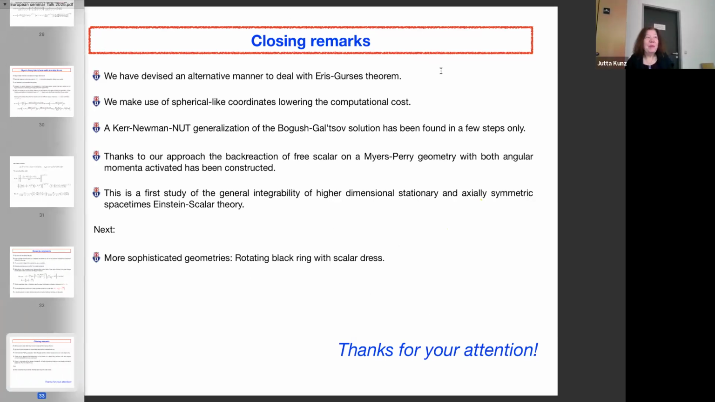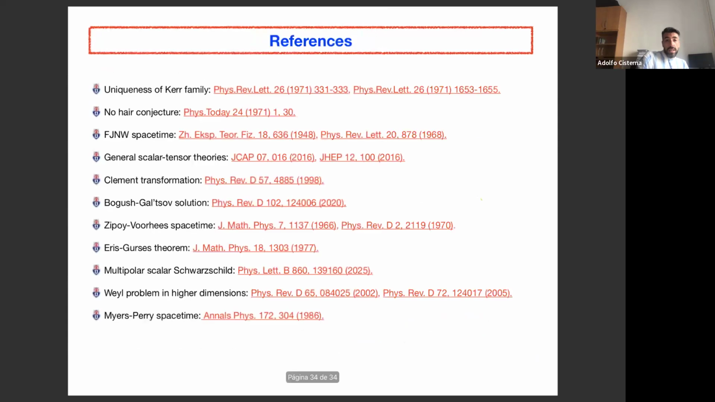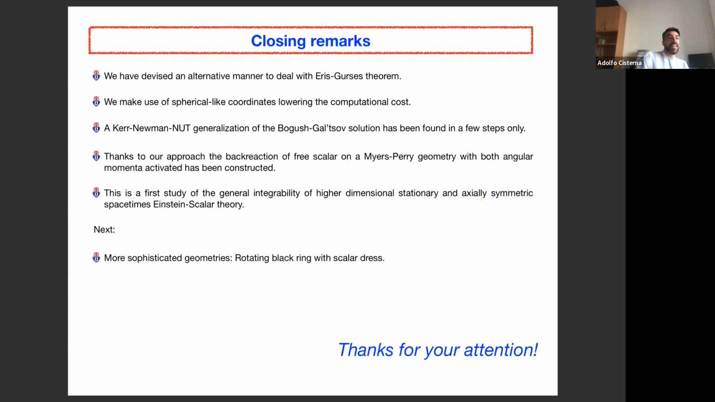Hi, Adolfo. I was wondering, did you also look at the black rings? Yes. Well, I put it here maybe. Yeah, it's the last line. We didn't look at the black ring, but we say that it can be done. You can put a minimally coupled scalar field on the black ring as well. Oh, very nice. But I guess it's going to be much more difficult because of the complexity of the black ring. But I believe you can find the exact solution with the scalar. Especially if you can work in Weyl-Papapetrou coordinates.